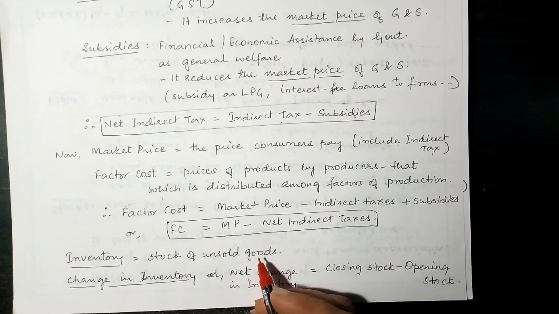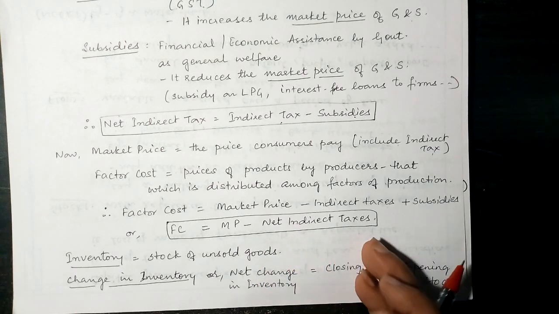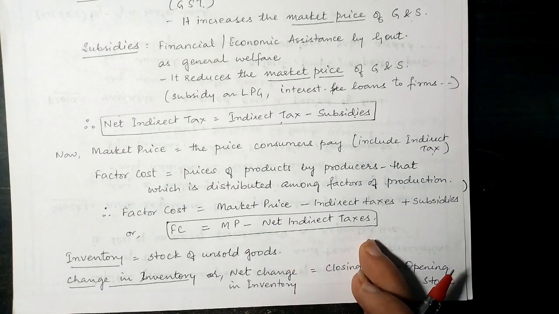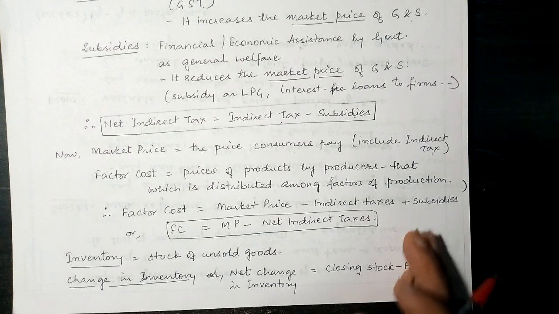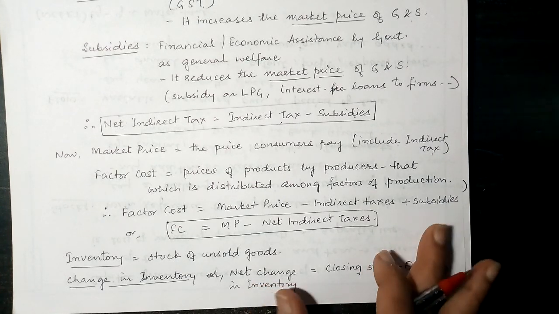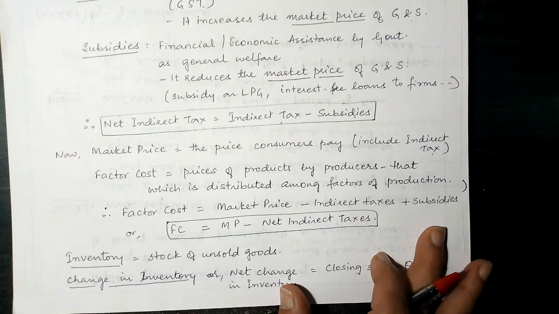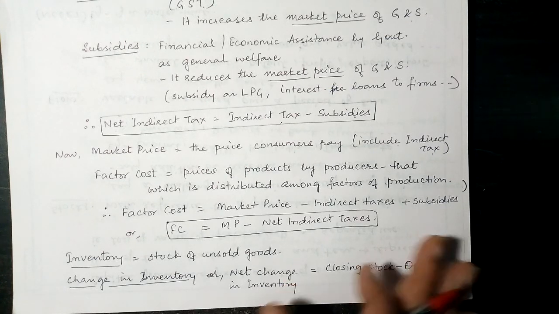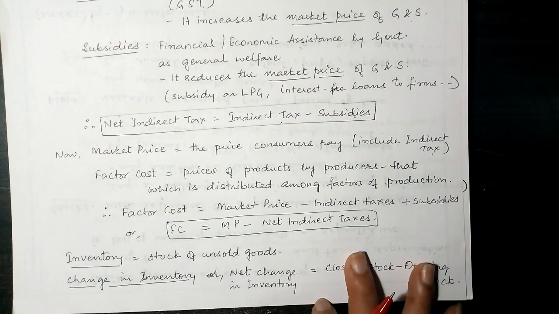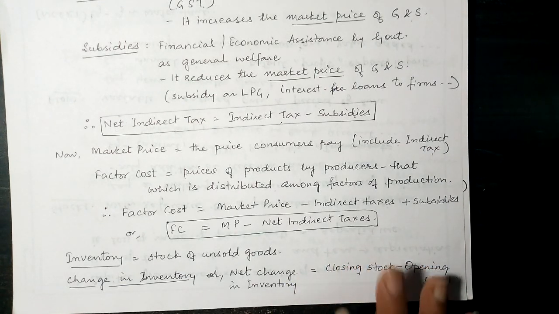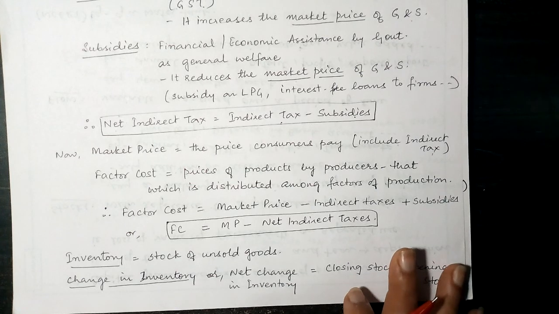Now, there is something called unplanned accumulation of inventory or planned accumulation of inventory. In case of an unexpected fall in sales, if the sales fall, then the firms will have unsold stock of goods which it had not anticipated. So, there will be unplanned accumulation of inventory or stock of inventory.